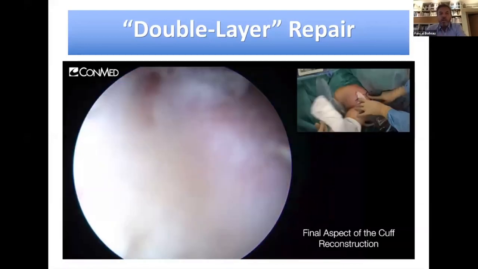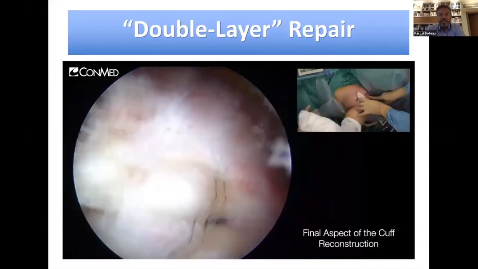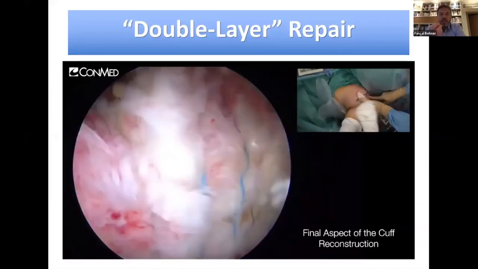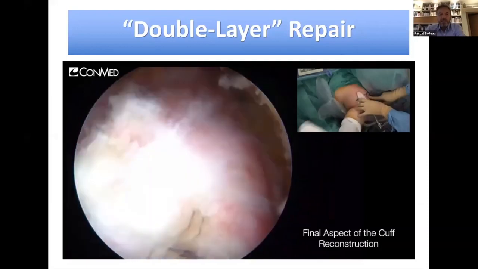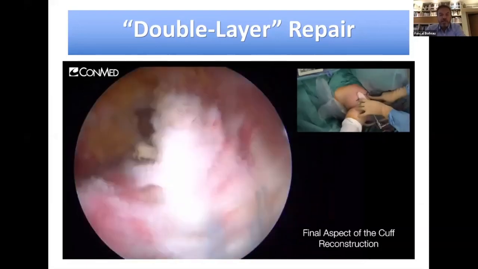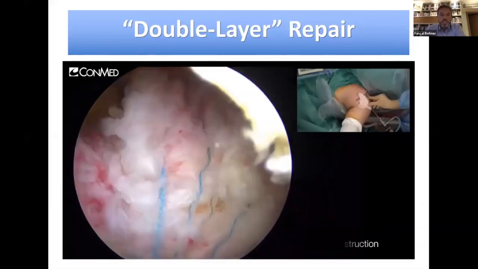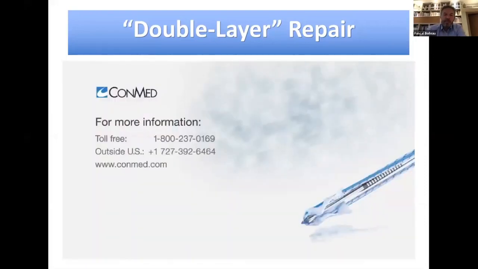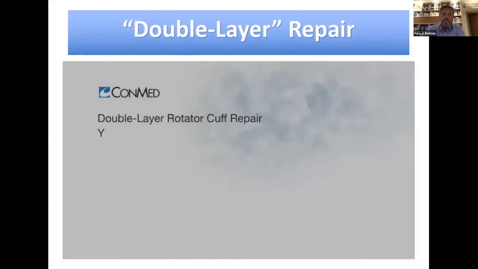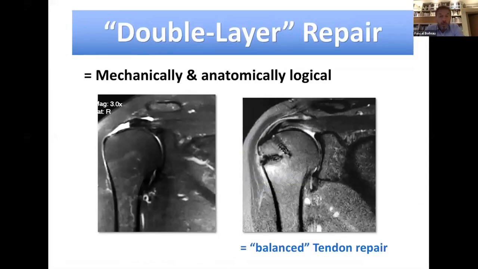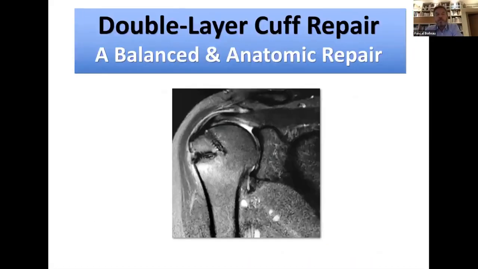This is why I wanted to show you this case here, because with this double layer repair, you can do a very nice repair which is not under tension and which is very accurately repaired. And this is the MRI after 6 months. You can see the perfect healing of the 2 layers of tissue here with the 2 anchors here. Again, here it's a balance and it's an anatomical repair. This is why I moved to this kind of repair.